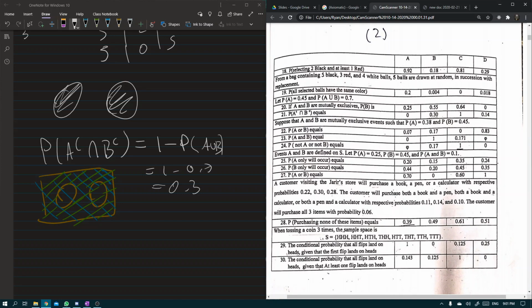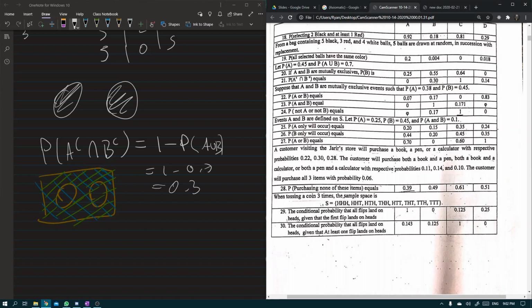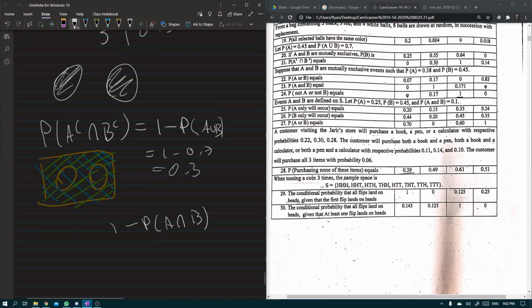Okay, so 22. Suppose A and B are mutually exclusive. A or B is just 0.38 plus 0.40, the probability of A plus the probability of B. A and B is 0 because they're mutually exclusive. Not A or not B, you need to flip it. So it's also 0. 1 minus 0, so 1.